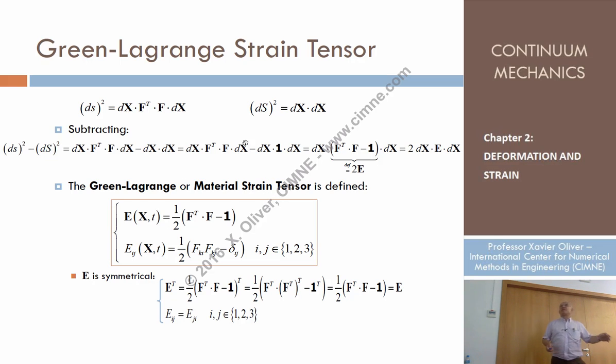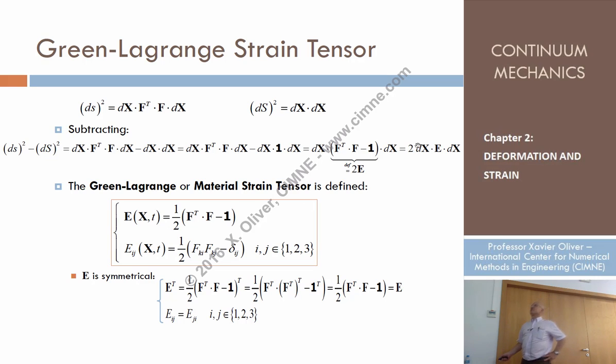So, after this it is algebra. I can say that we have defined a second order tensor, which is defined as 1/2 of f transpose times f minus 1. By the way, expressing that in components, E_ij will be 1/2 of the component ik of f transposed, which is ki, times component kj, minus delta ij. That's just the definition of every component ij in terms of the components of f.